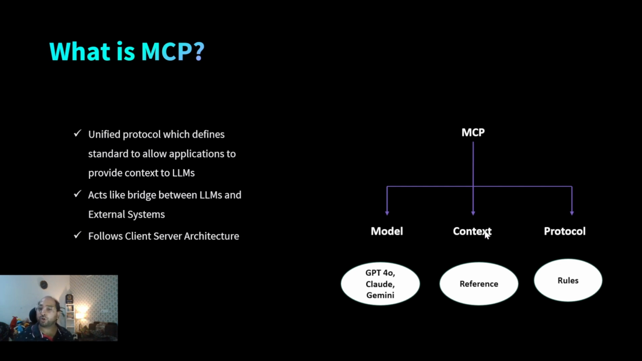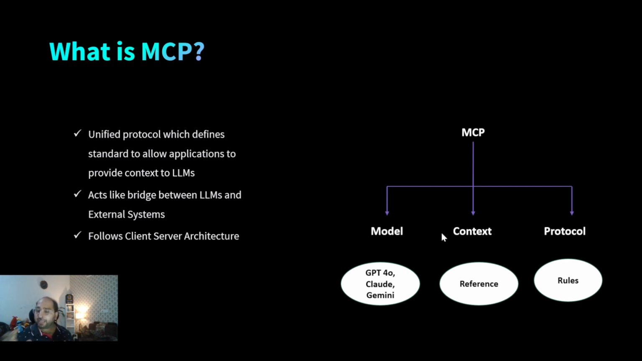MCP stands for Model Context Protocol. Model is GPT-4o, Claude, Gemini Flash. As we mentioned, for any AI tool, the core is the model, which gives the output. So when you say, act as a senior automation QA and give me the test cases for this particular module, it is the model that generates this output. The AI tool is just like a UI which will render it.